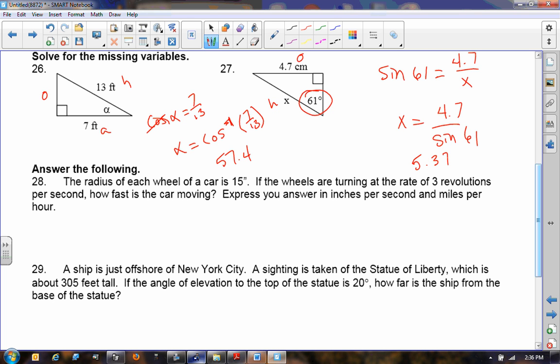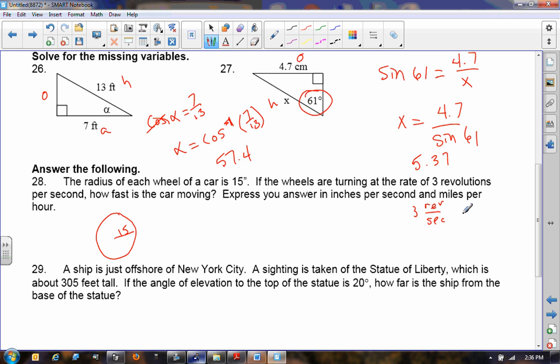The radius of a wheel on a car is 15. All right, so this is 15. 3 revolutions per second. How fast is the car moving? Express your answer in inches per second and miles per hour.